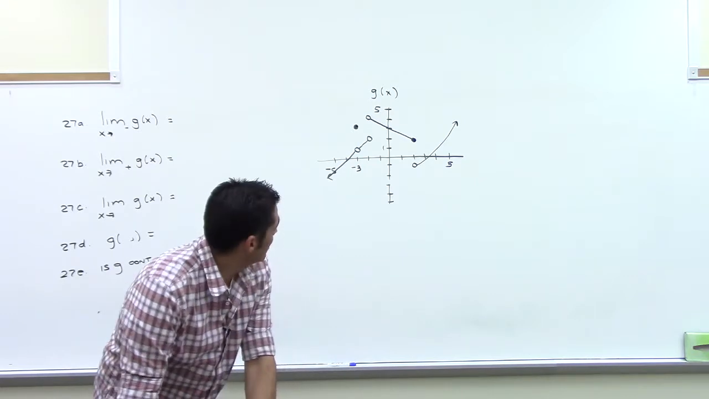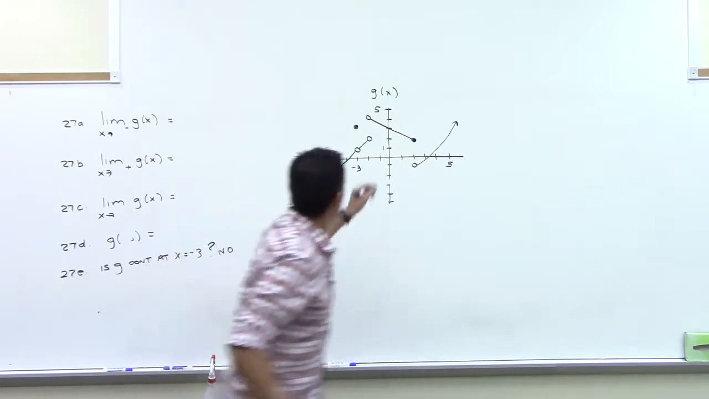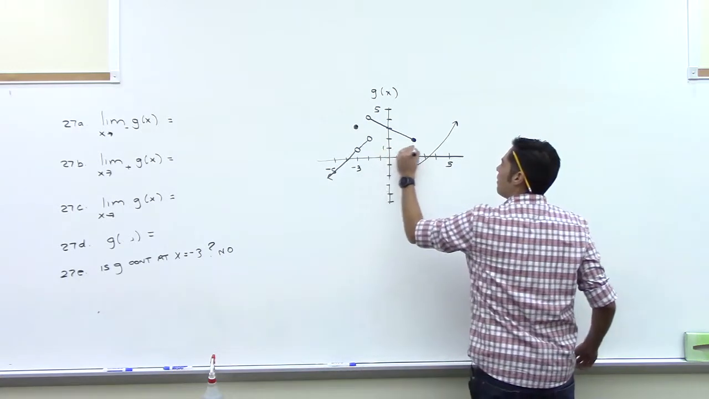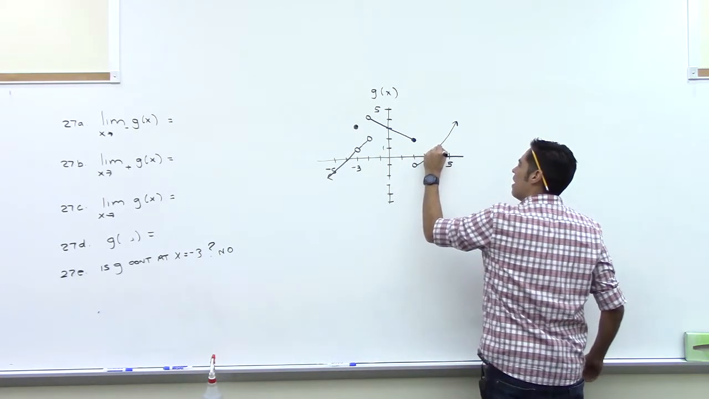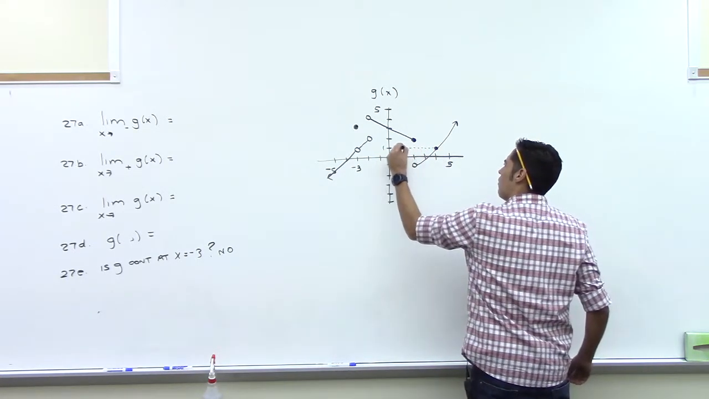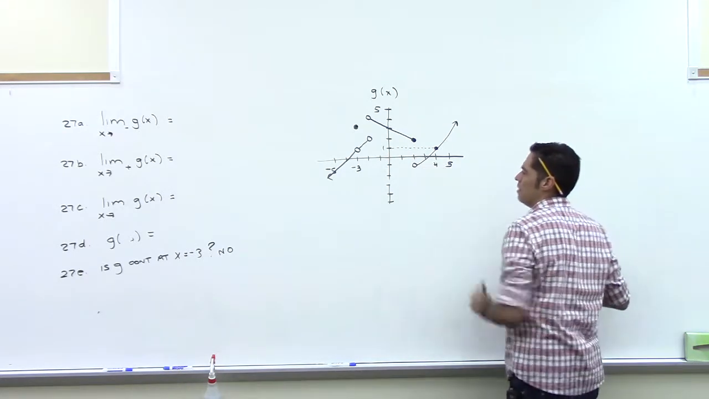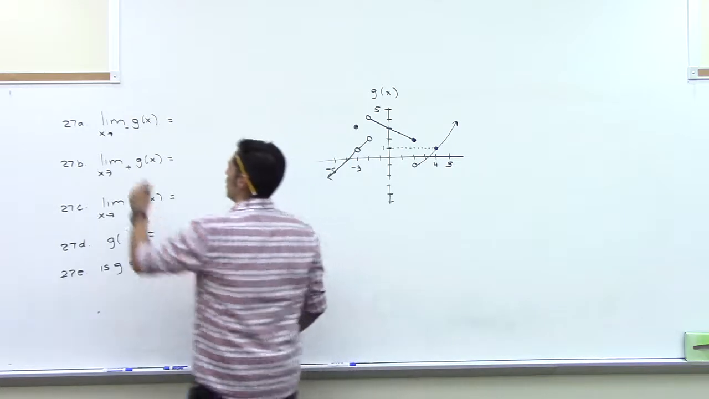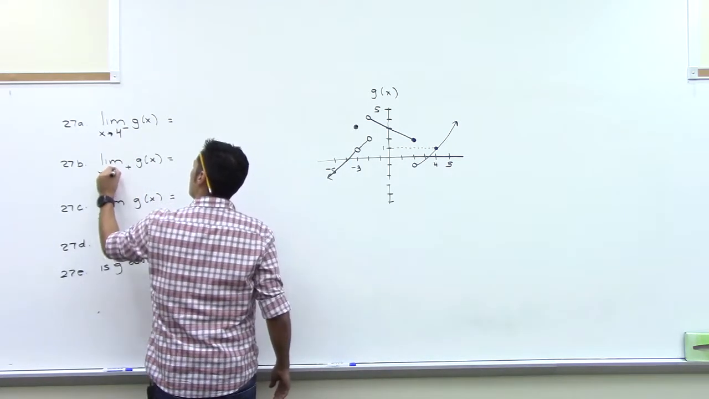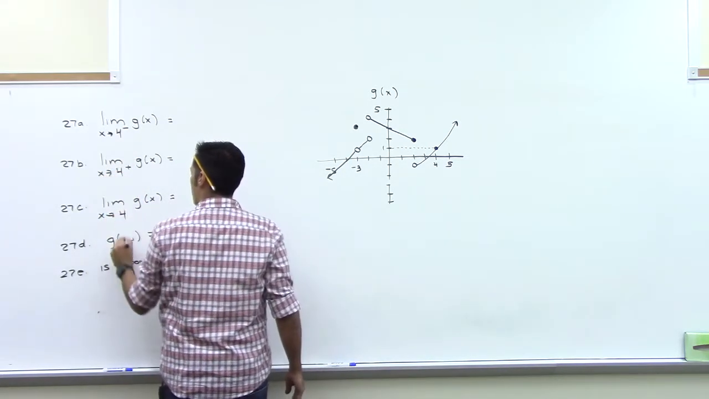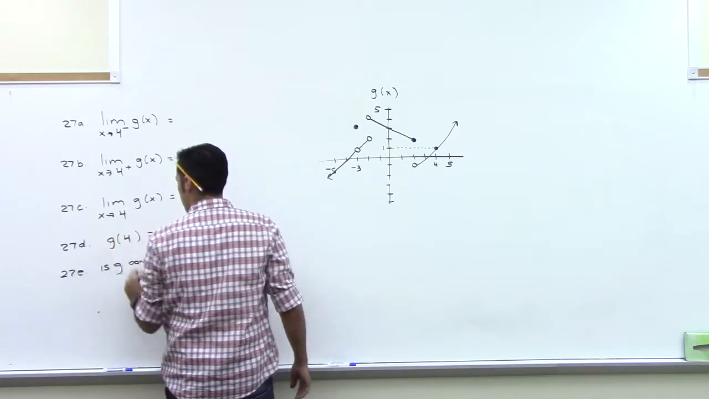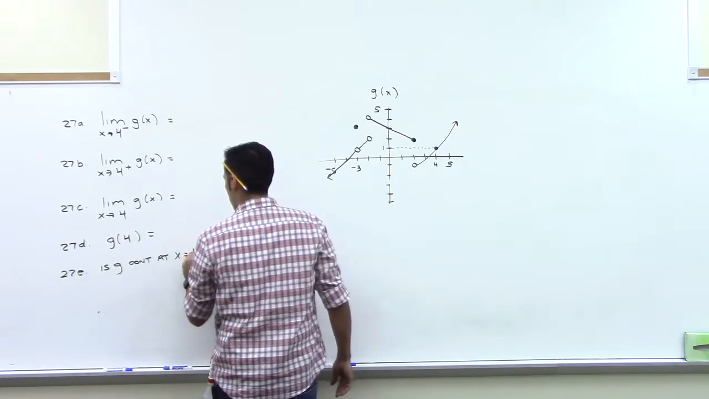And my picture's not good. At 4, you have to look at your graph. At 4, it looks like we're right there at 1, okay? So that's what's happening at 4, just so we know what's going on. So we're going to be going 4 from the left, 4 from the right, and then 4, and then we're going to ask ourselves, what's g of 4, and is it continuous at 4?